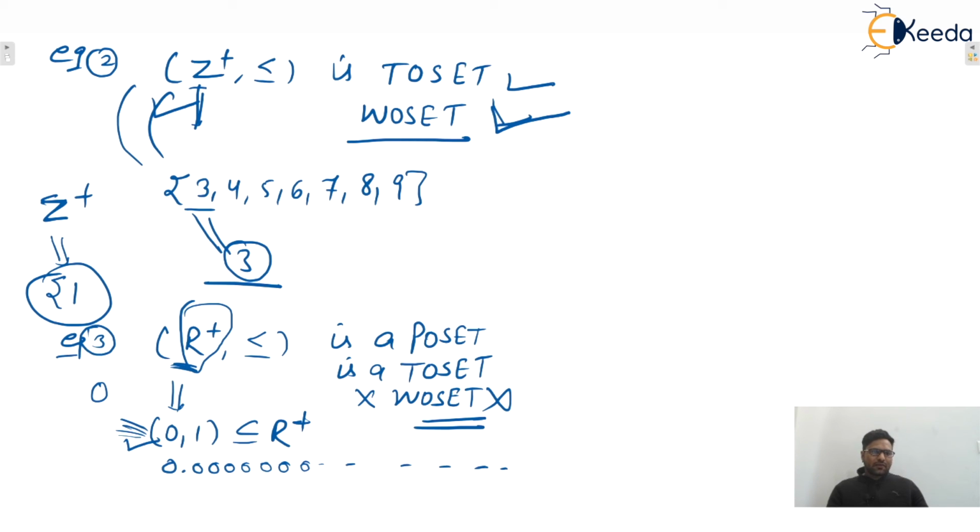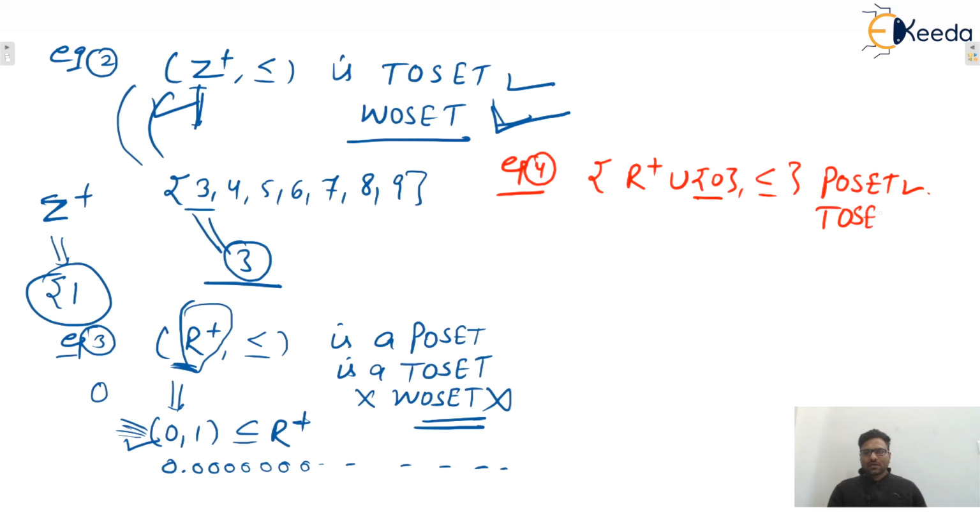And let us consider one final example, example number 4. Here one set is given to you: R plus union with 0, with less than or equal to. It means 0 is also included here. Now you tell me whether this one is a poset or not. Yes, this one is a poset. This one is a toset as well, because every pair of elements will be comparable here, isn't it?